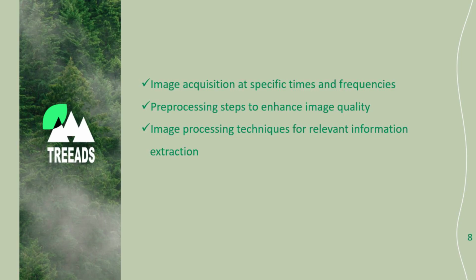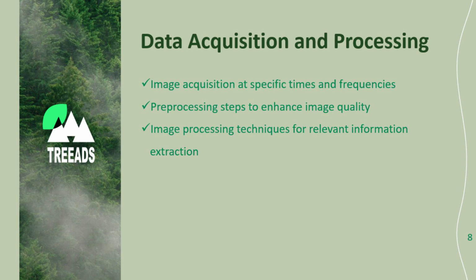To effectively utilize remote sensing data for wildfire detection, certain acquisition and processing techniques are employed. These include image acquisition, which involves capturing images at specific times and frequencies, and pre-processing steps such as radiometric and geometric corrections to enhance image quality. Image processing techniques, such as classification algorithms and change detection, facilitate the extraction of relevant information from the imagery.